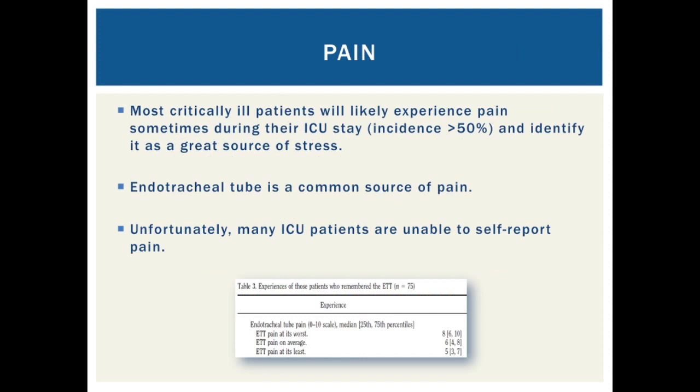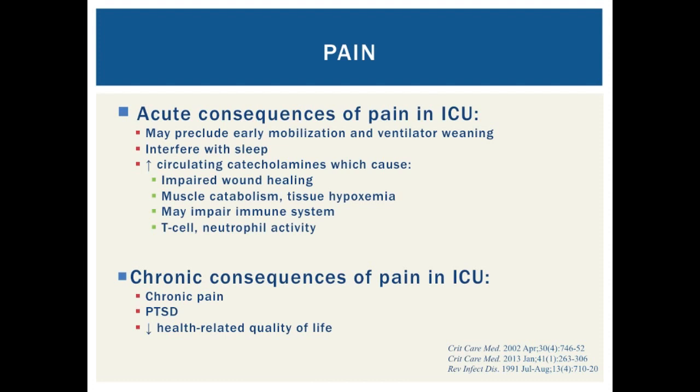Okay, so we're going to start with pain. Most critically ill patients will experience pain sometime in their ICU stay, and there are lots of different things in the ICU that we do to cause people pain. One of the most common causes of pain is just having an endotracheal tube in place. The problem is that oftentimes these ICU patients are unable to self-report their pain. You can look here, this is a little citation on pain secondary to the endotracheal tube.